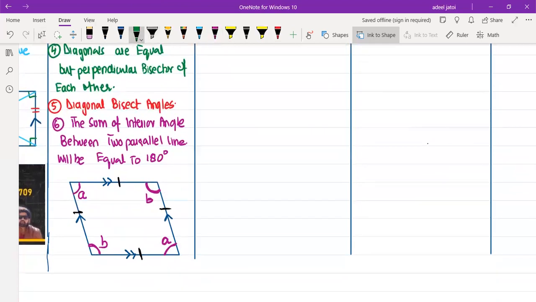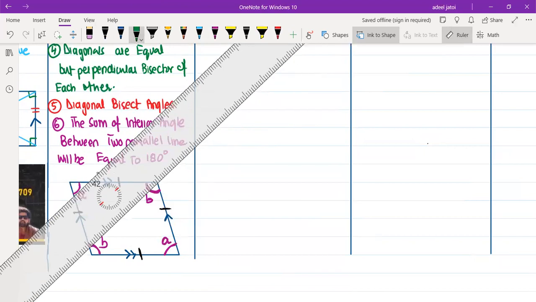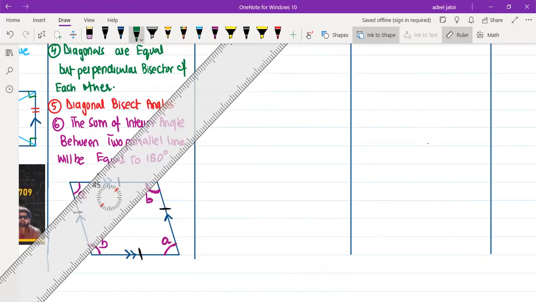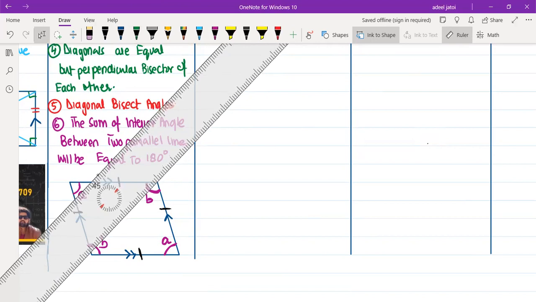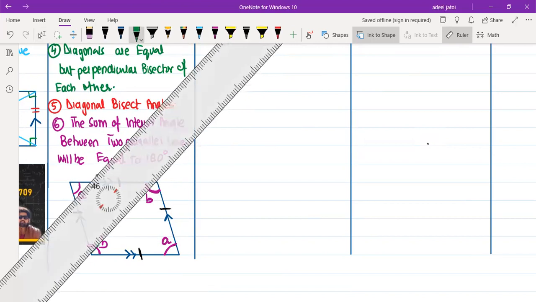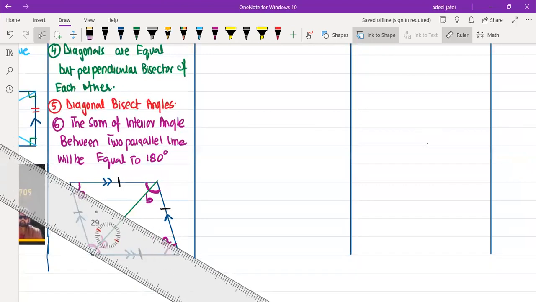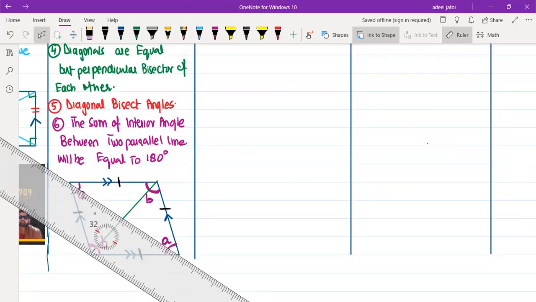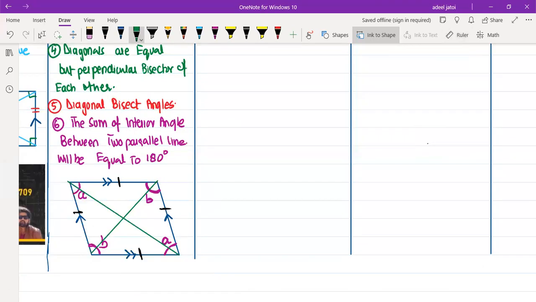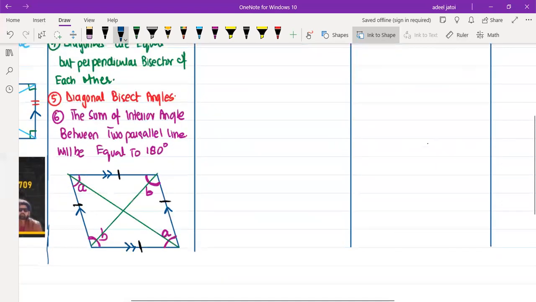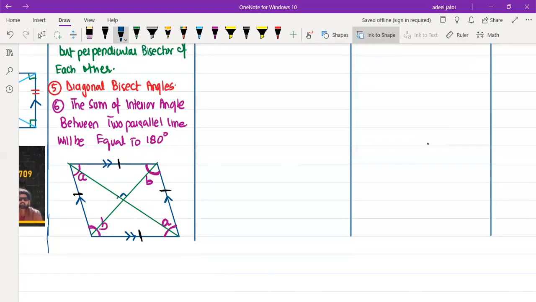So considering this, let's say these two diagonals creating, since this is 90 degree, this is what equal sides are there, so it would be 90 degree in between. Perpendicular bisector, it would be 90 degree in between.